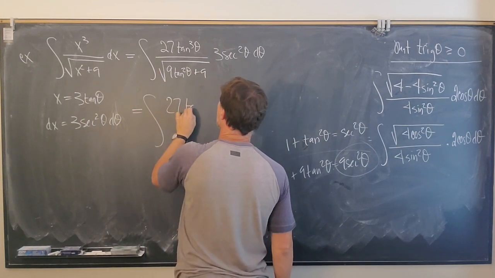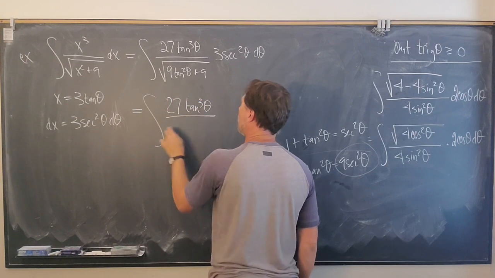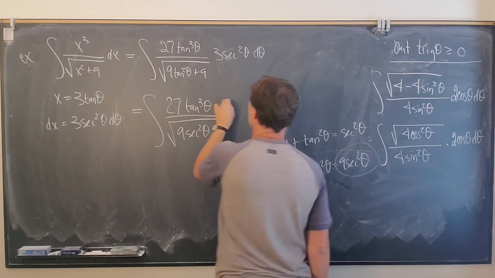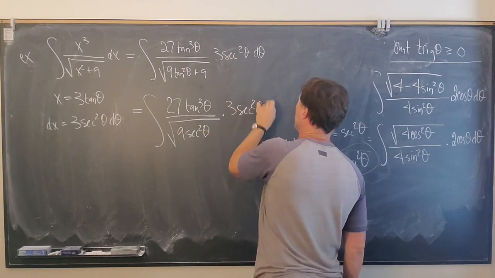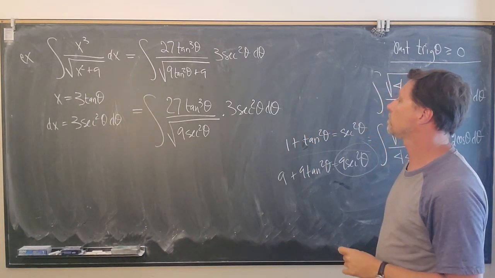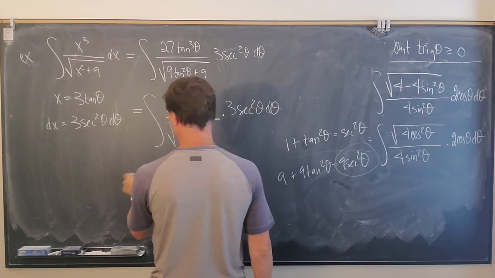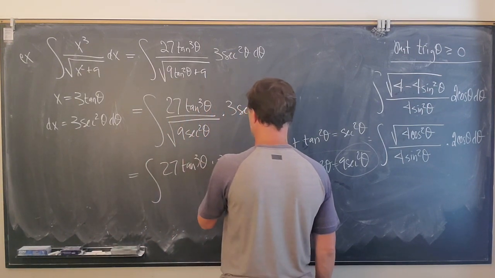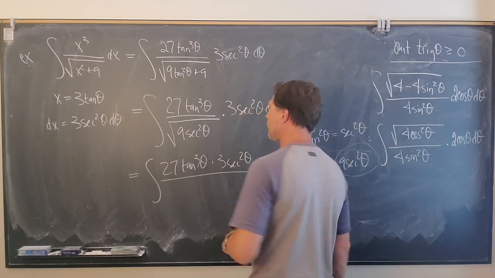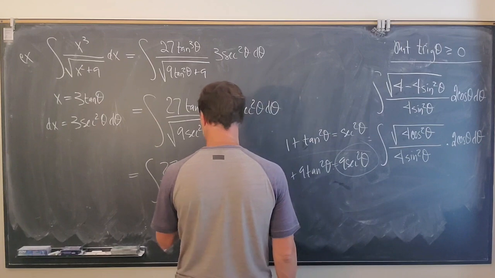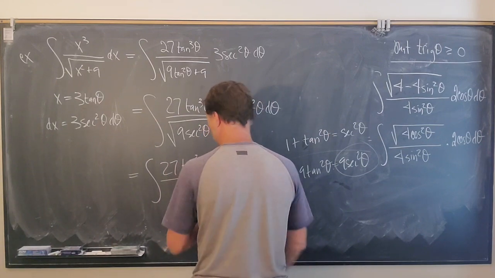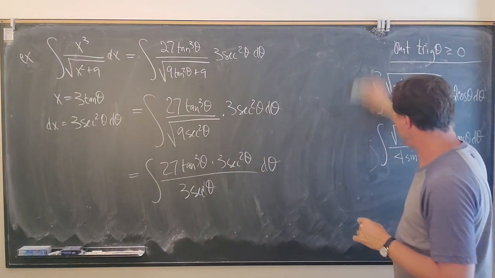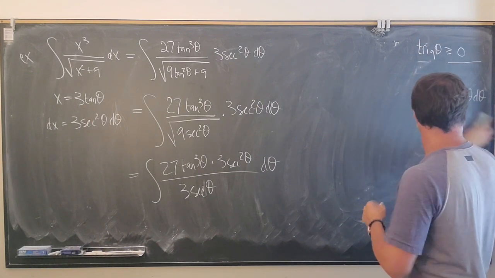So we get a 27 tangent cubed theta. Under the square root, we have a 9 secant squared theta. And then we get a 3 secant squared theta d theta. Let's get rid of the square root now. So this is a 27 tangent cubed theta times 3 secant squared theta, and then this will become a 3 secant theta, like that. And now let's cancel some stuff and clean some things up.